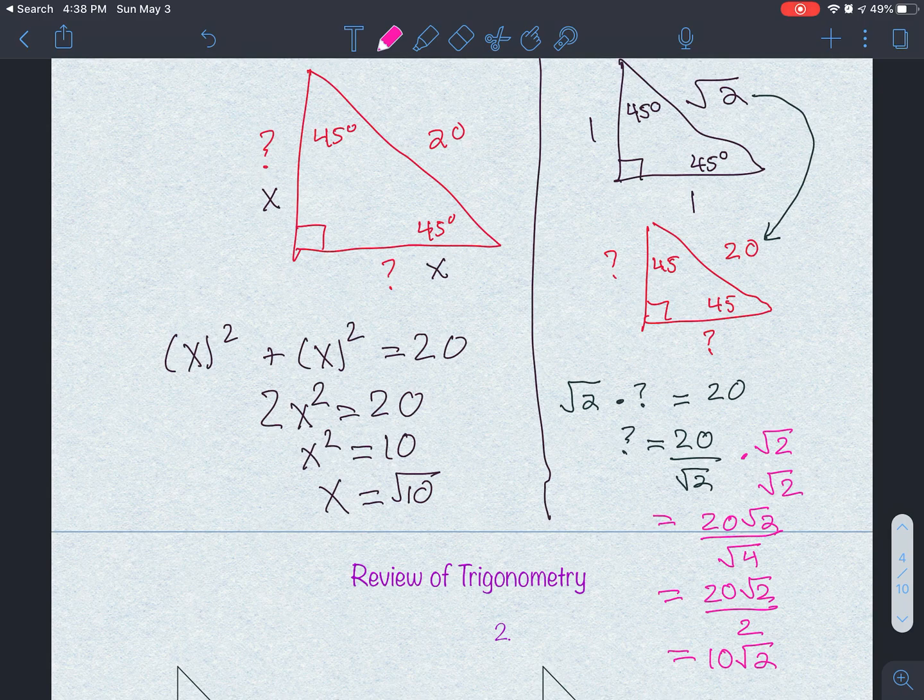So what we multiplied square root of 2 by to get 20 is we multiplied by 10 square root of 2. So that means I need to multiply this by 10 square root of 2 and this by 10 square root of 2. And that's how we get a length of 10 square root of 2.